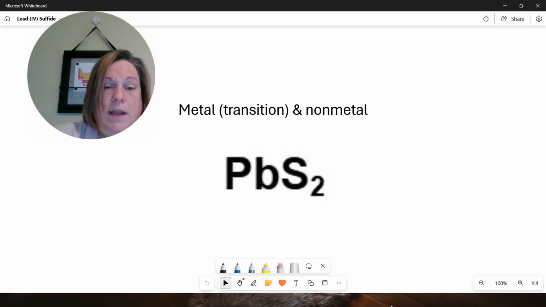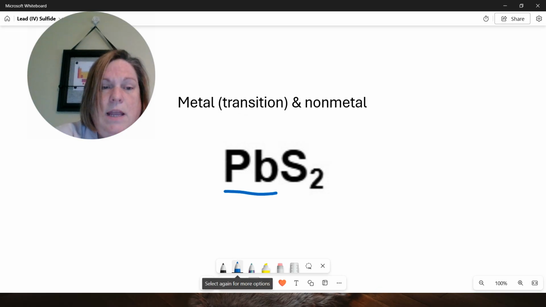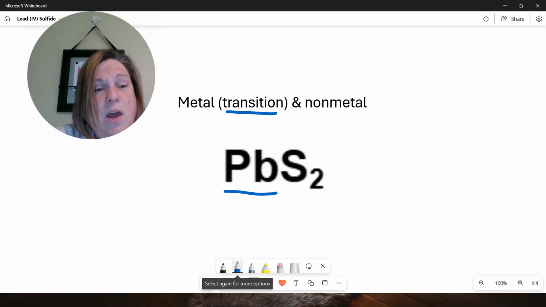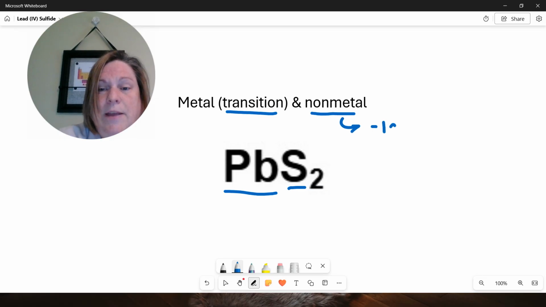Our next compound does indeed have a metal, which is lead, and lead is a transition metal. And we talked about in prior videos that the transition metals can have multiple oxidation numbers, and it's very, very important when you're naming a compound that has a transition metal that you tell me what oxidation number that element has in the compound. And of course, the nonmetal is sulfur, and it is again going to get an IDE ending.